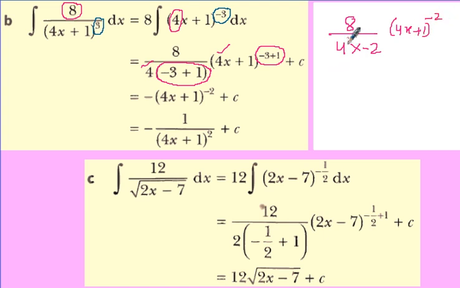Now, this will get cancelled. So you will get minus 1 into, you can write, 1 upon (4x + 1) raised to 2. Like that. Easy.